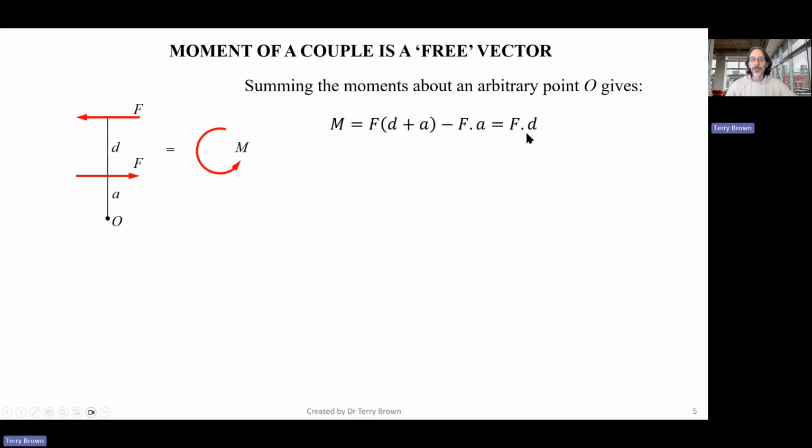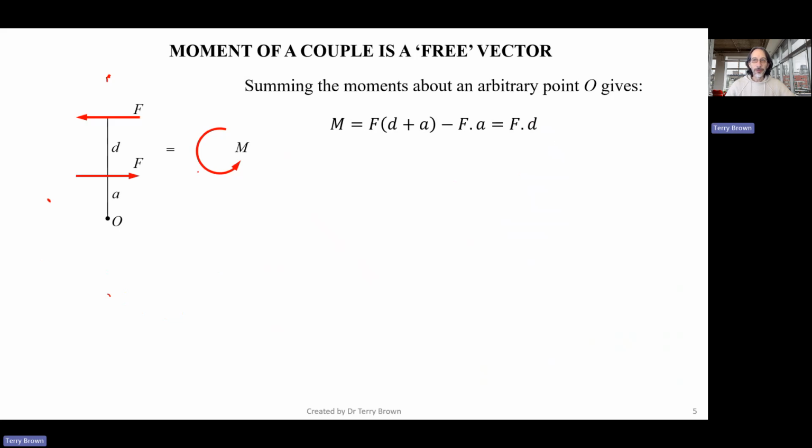Which is what we defined on the previous slides. Right, so we could have taken, let me get my pen just quickly. We could have made point A up there and taken moments about that point. Right? We could have put point A over here, could have put A all the way down here, and we'd still end up with F times D.